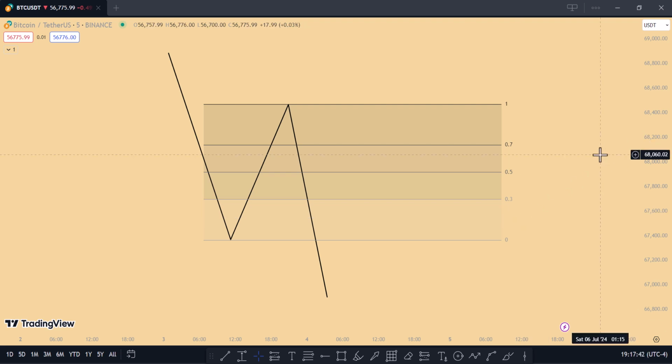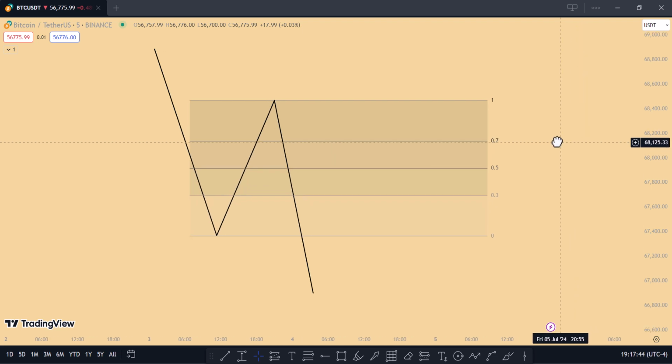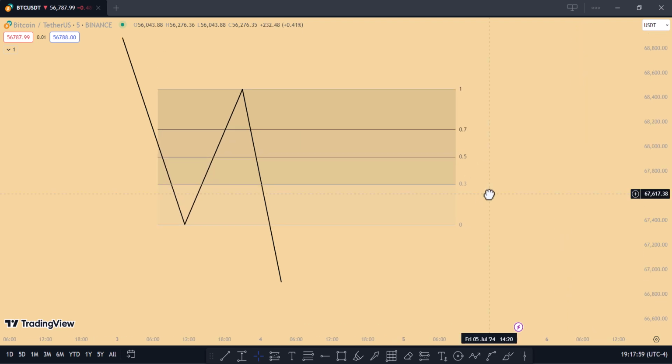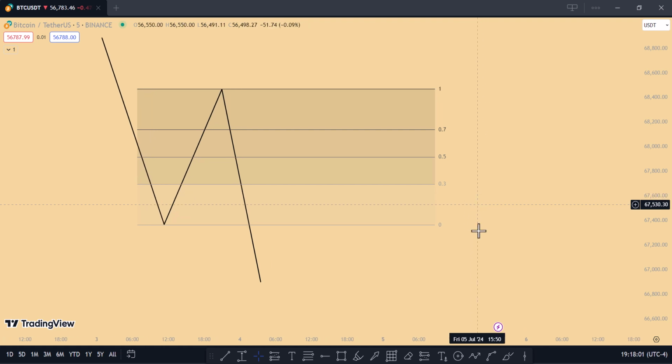So let's start from the basic one, which is the first top and the second top. The first top and the second top is basically something like this. Let's say that this is a zone, right? A zone or a fractal.